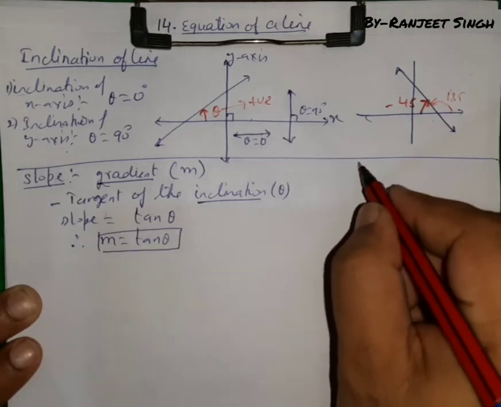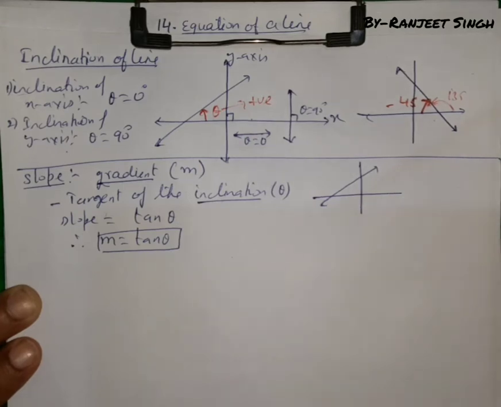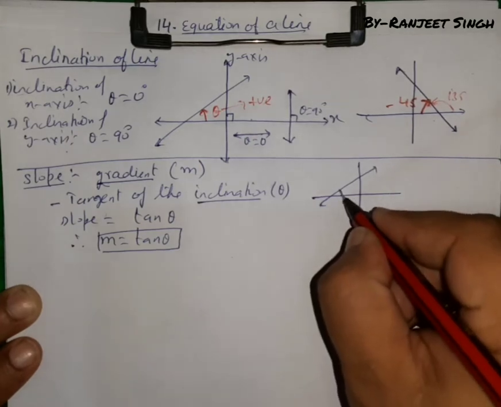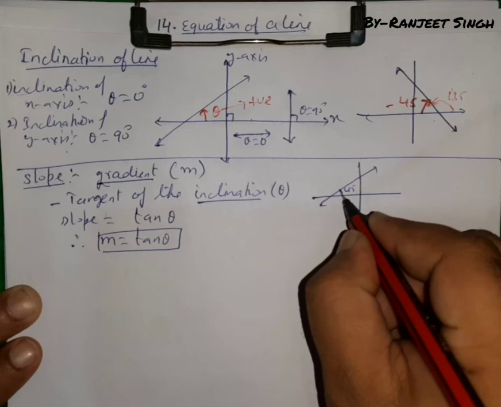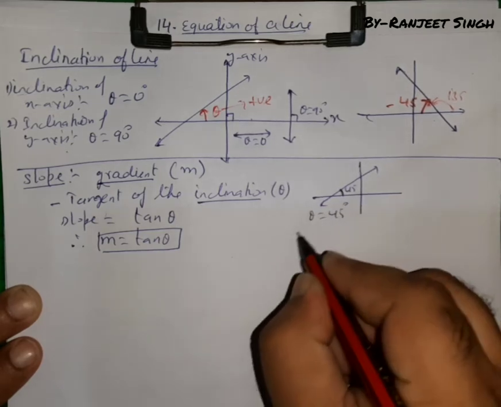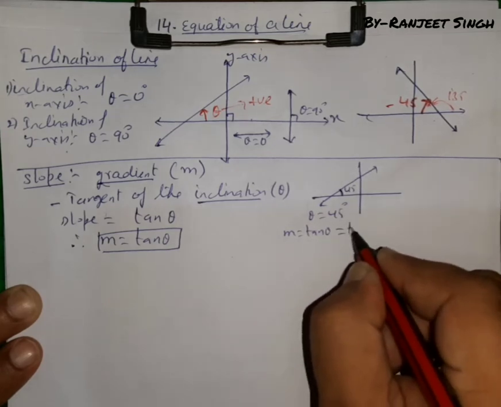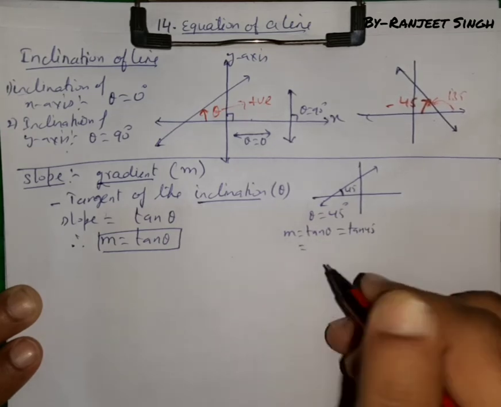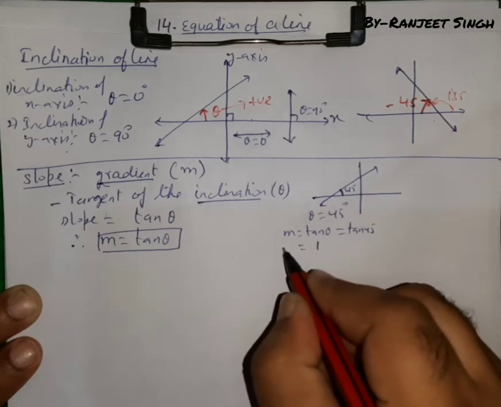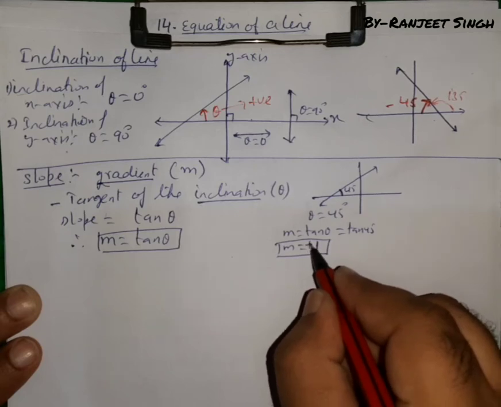Now I'm taking one example like this. Let us say that I have some line like this, and I'm saying that this angle is 45 degree. So here this angle is positive theta, and in this case theta is equal to 45 degree. So therefore slope will be m equal to tan theta. So that will be equal to tan 45, and we already know this value. So tan 45 is equal to 1. So in this case slope will be equal to 1, or positive 1.